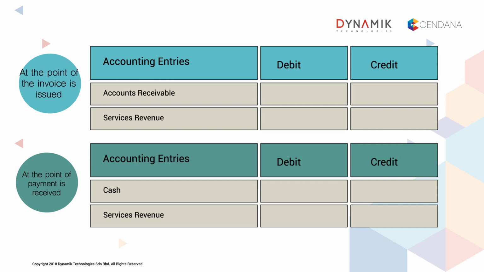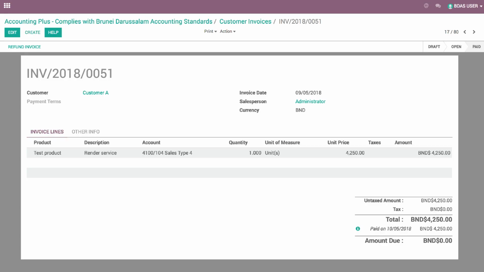Firstly, at the point of the invoice is issued, debit will be the accounts receivable with $4,250 and credit the services revenue with the same amount. Secondly, at the point when payment is received, cash will be debited to BBA Company account with $4,250 and credit will be services revenue of the same amount. This is a customer invoice transaction. A representation of the transaction will look like this in Accounting Plus. Do note the invoice ID for future reference.